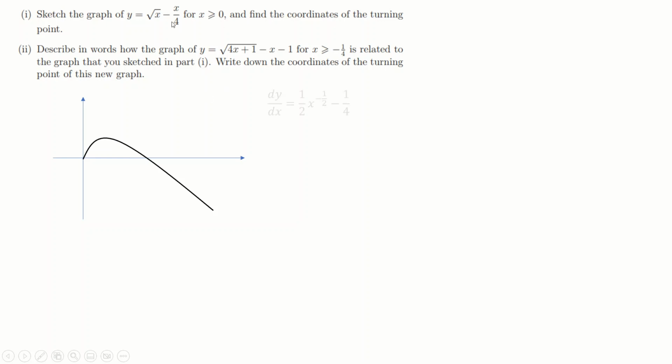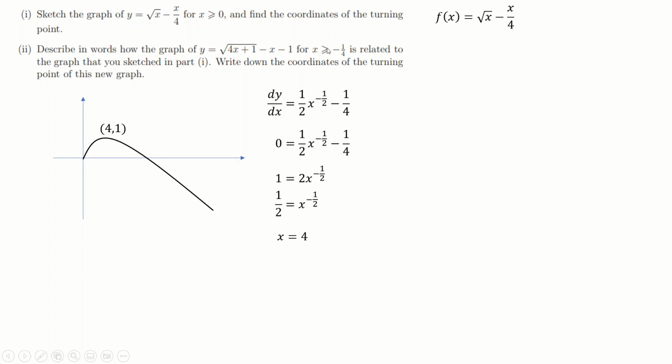Find the coordinates of the turning point, where we can just differentiate if we want to, and then solve it for 0. That was not too difficult. And we get the point 4, and then when we substitute in 4, we get the y value of 3. Good. Okay, now if I call that function f of x, look at this graph here.